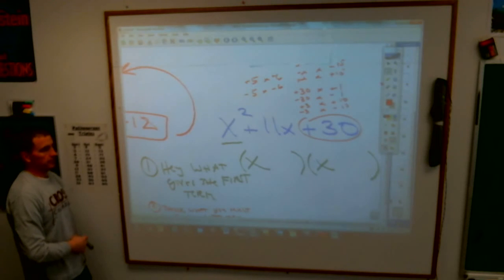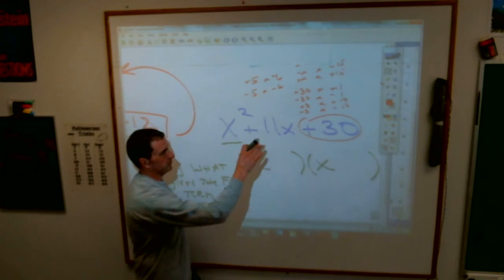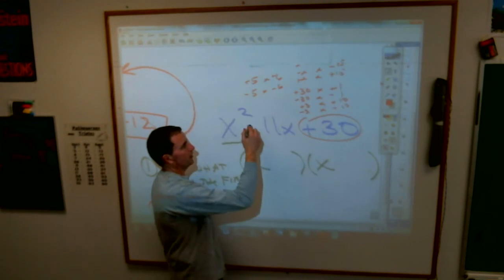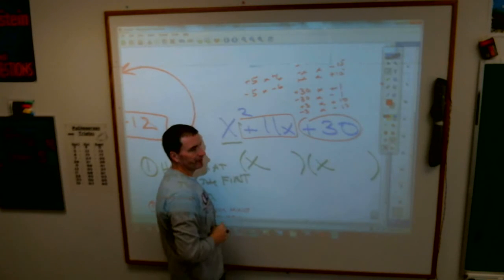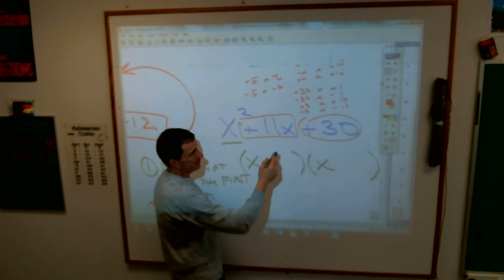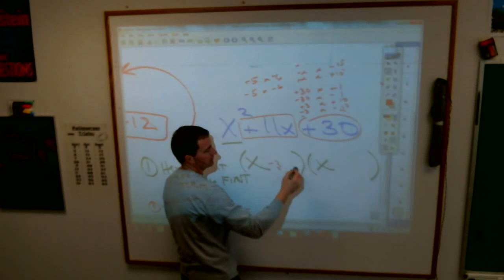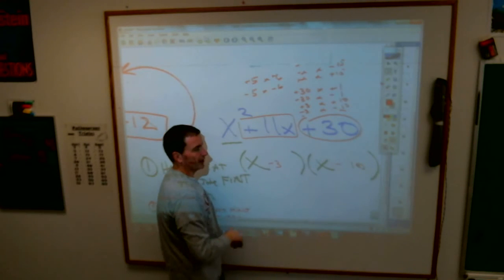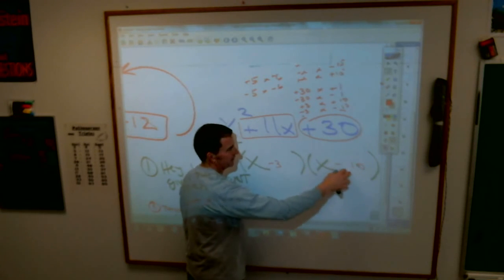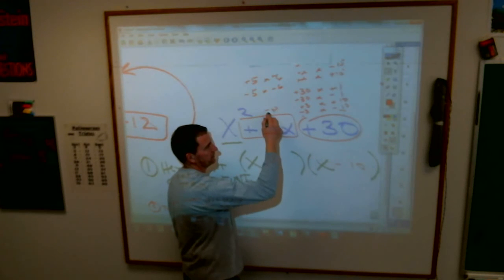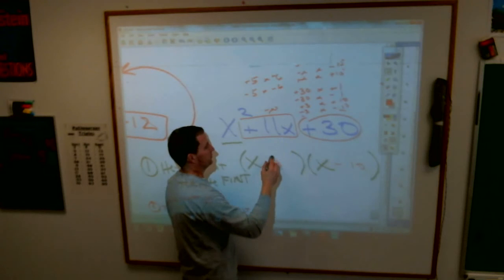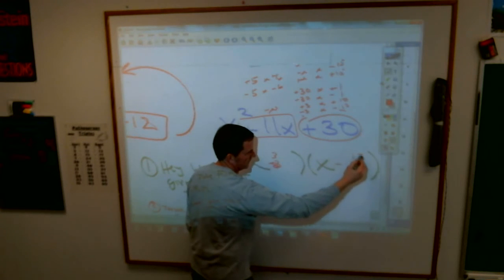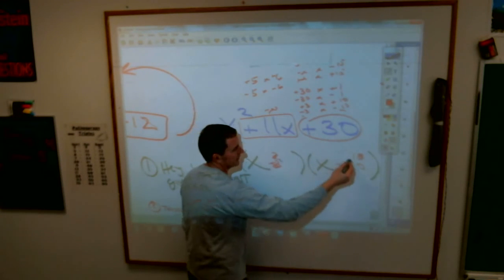And here is probably the toughest part. You have to look at all these different combinations, but only one of them, when you add it together, will give you 11 for the middle. See, if I put negative 3 and negative 10 there, what do I get when I combine them? That would be a negative 13 middle. I don't have a negative 13 here. You could do positive 3 and positive 10, which would give you a positive 13. You don't have that either.